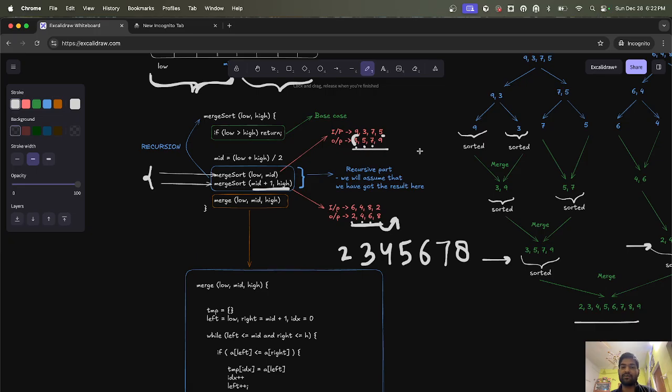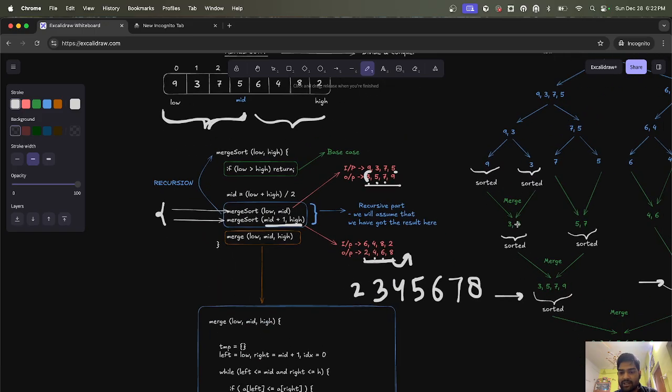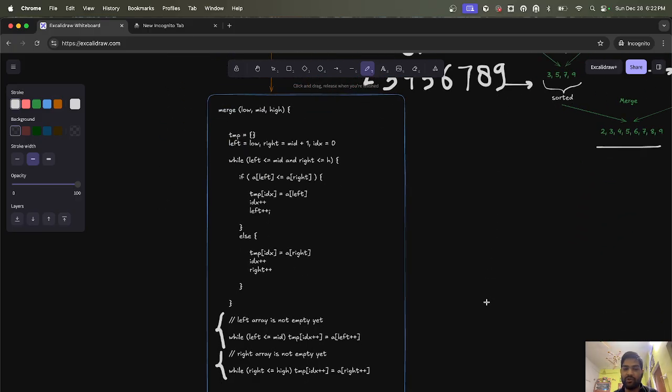So to handle that case, that any elements could have been remaining in either the first part or the second part, we have this: either the left array is not empty yet or the right array is not empty yet. So we will simply move forward in that array and push the remaining elements into our temporary array, which will be 9. So that is what we are doing here.